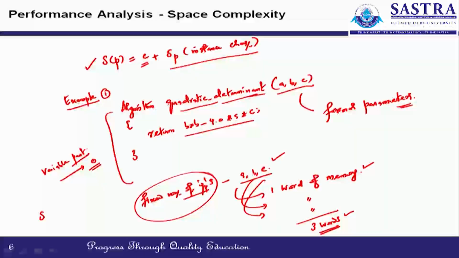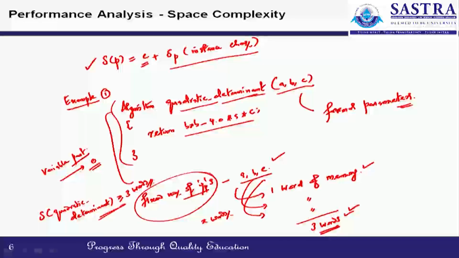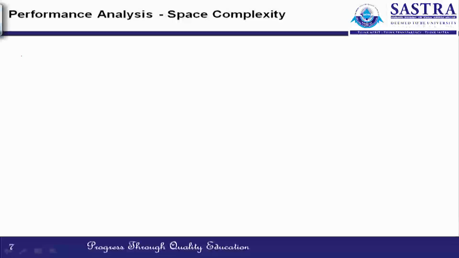So the space requirement of this algorithm, S of quadratic determinant, is greater than or equal to 3 words of memory, since the algorithm requires some x words of memory. So x plus 3 words, or at least 3 words of memory, is required to complete the execution of this algorithm. Now consider the second example.